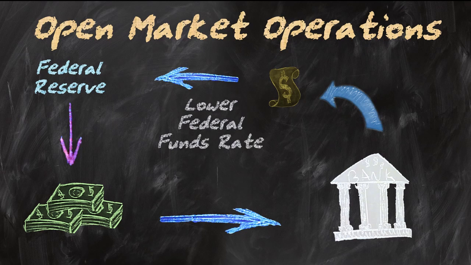This is a very effective tool, but in times of financial crisis like today, the federal funds rate can only go down to 0%. Once it hits 0, the Federal Reserve needs to use some of its other tools that it has at its disposal in order to try to stop the economy from tanking any further or getting any worse than it is at the moment.